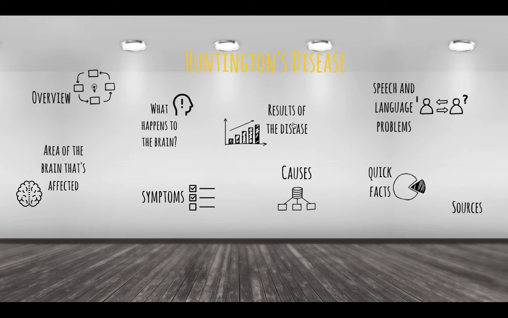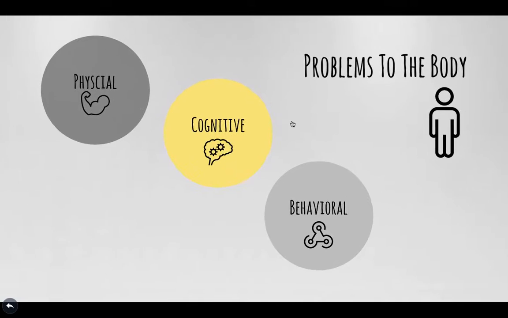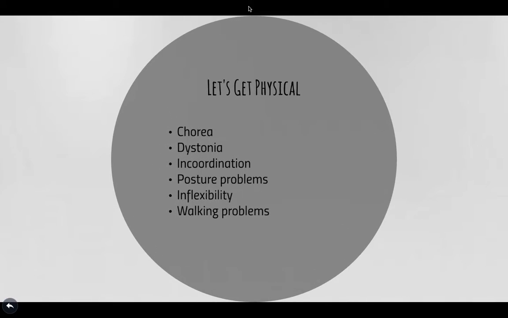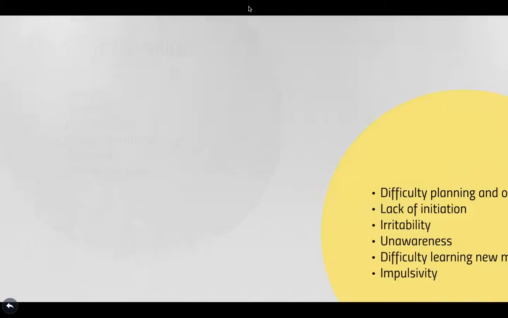All right, so what happens because of the disease to the rest of the body? We'll talk about physical, cognitive, and behavioral aspects. As far as physical goes, somebody can experience chorea, which is involuntary muscle movement or jerking. They also have dystonia, which is uncontrollable muscle contractions, incoordination, posture problems, inflexibility, and walking problems.